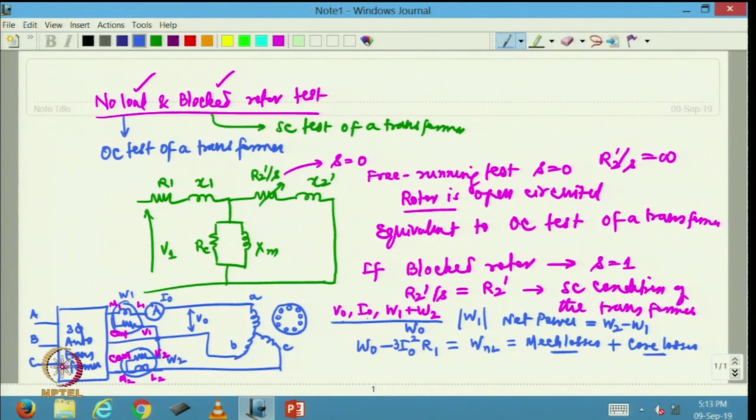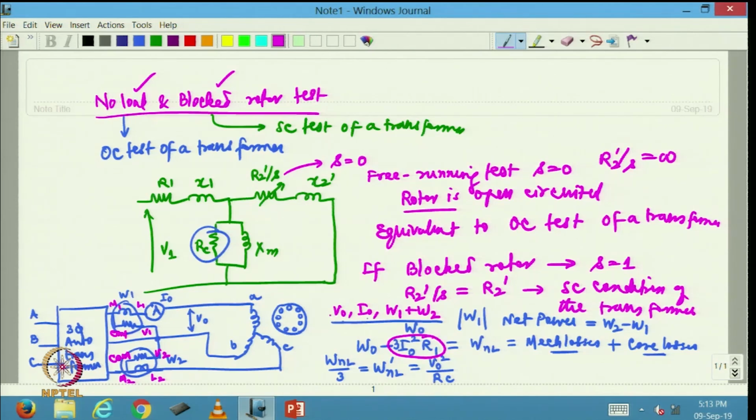Okay. Now that I have the W no load with me, W no load by 3 will be the per phase no load loss. This should be equal to, if I look at the equivalent circuit, the loss that is incurred by RC. So, I should be able to write V0 square divided by RC is equal to the no load loss after I subtract the stator copper losses from the reading that I have taken.